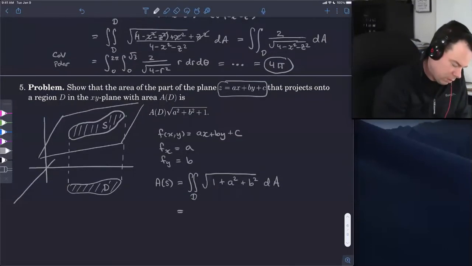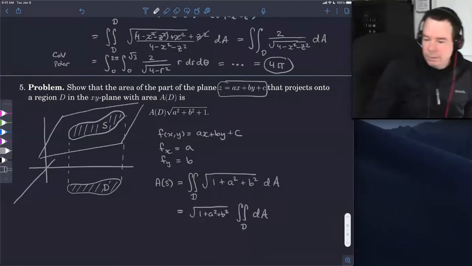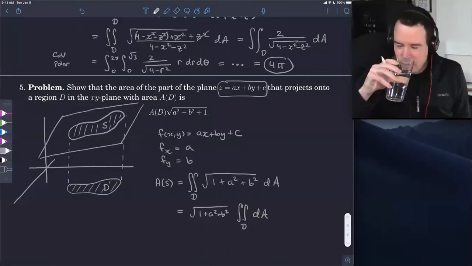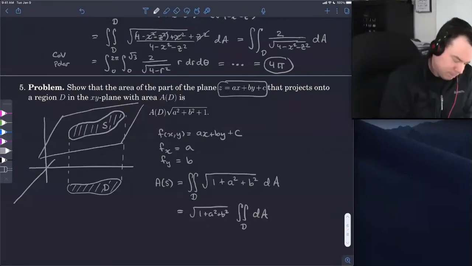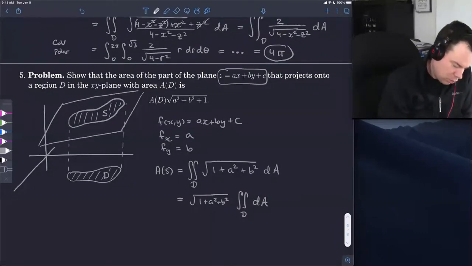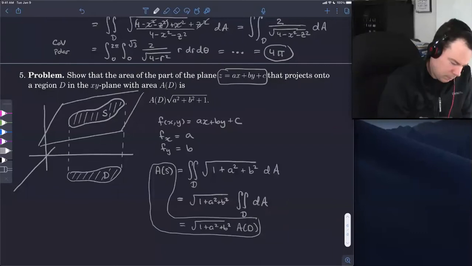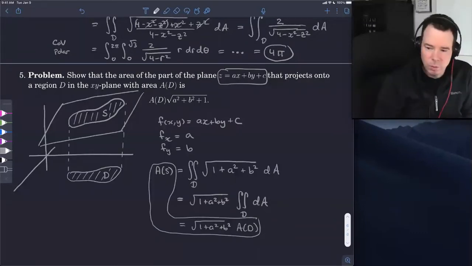The integrand is now a constant, so we can bring it out. That's the square root of 1 plus a squared plus b squared. And so then that's multiplied by the integral over this region D of 1 dA. But the integral over this region D, with respect to area, that's just the area of the region D. So that's the square root of 1 plus a squared plus b squared times the area of D. And so that's what we wanted to show. So we've proven the result we wanted to show.